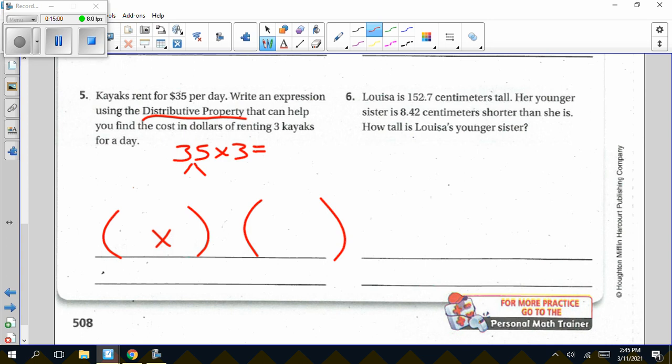Number 6, Louisa is 152.7 centimeters tall. Her sister is 8.42 centimeters shorter than she is. How tall is Louisa's younger sister? So the key word there is how much shorter is she?